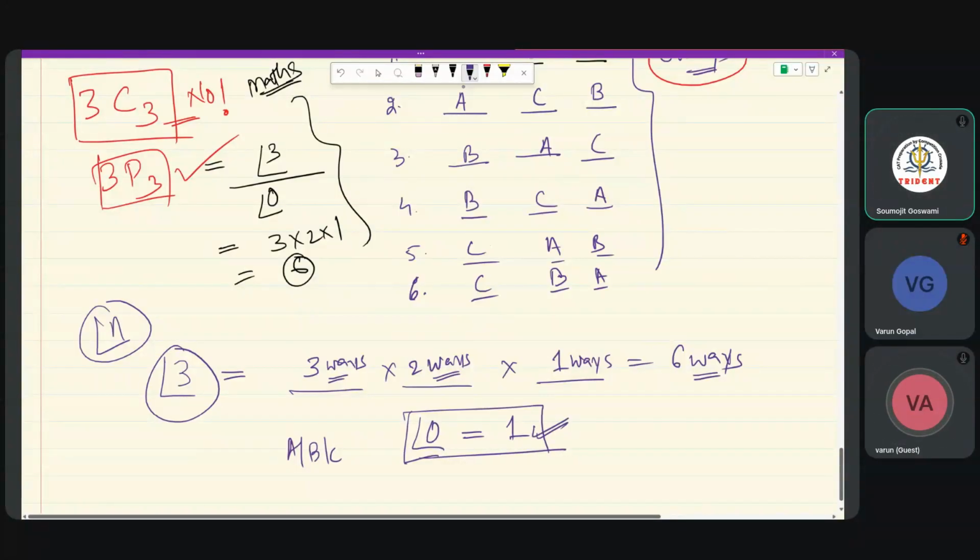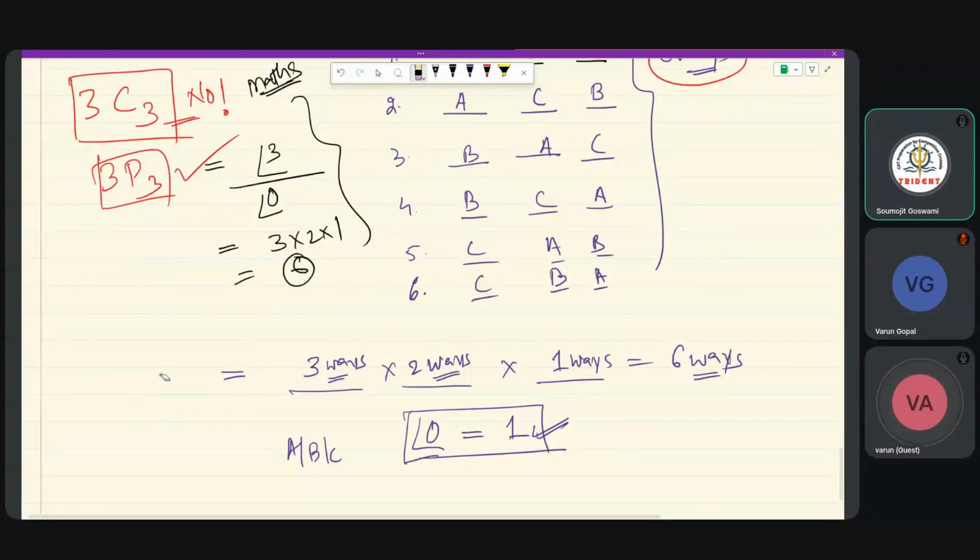How? I'm repeating the question again. In how many ways can you make 0 people sit in 0 chairs? There is only one way, na? You don't make them sit. Did that make sense? Yes, sir.